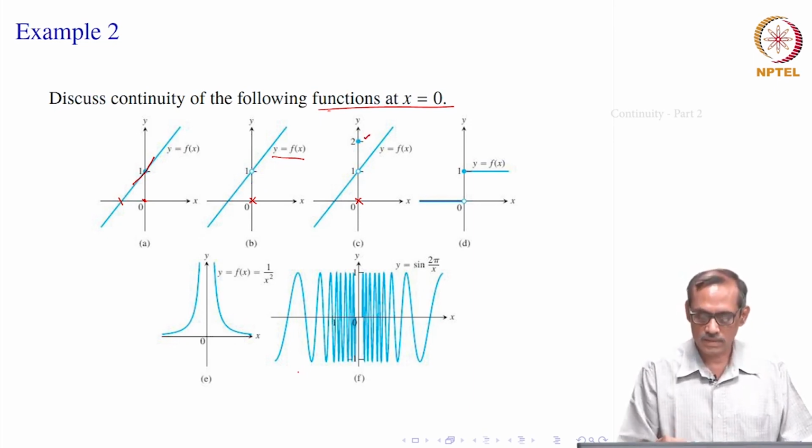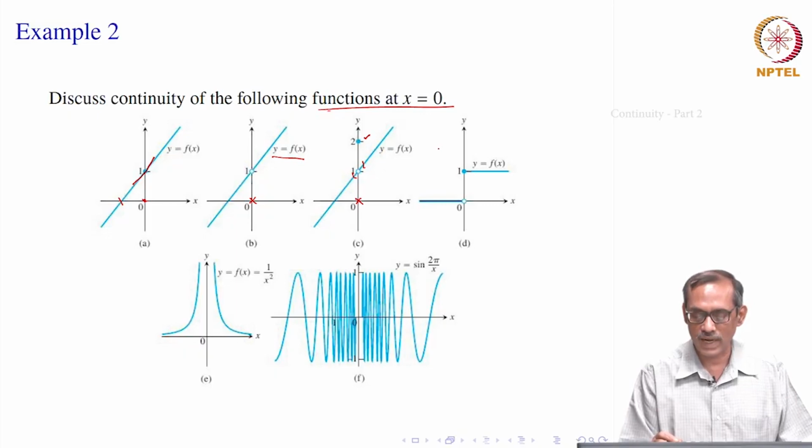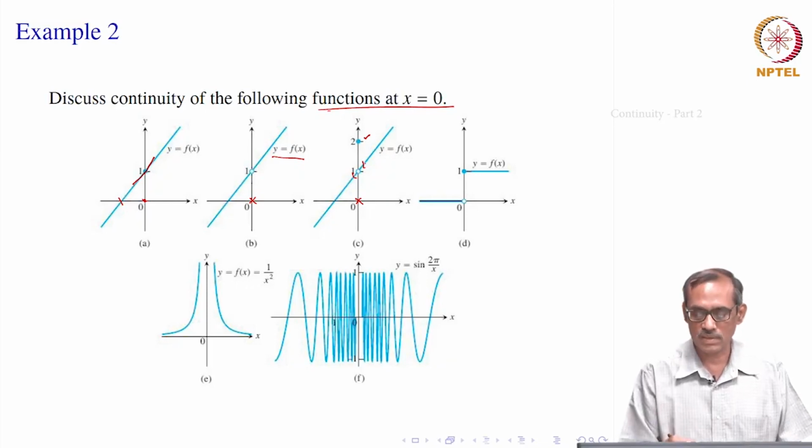So, what happens here? Left side limit of the function as x goes to 0 is 1, the value is lying near to 1, and right side limit is also 1. So, limit of f(x) as x goes to 0 is equal to 1, but it is not equal to the functional value, which is given as 2. So, it is not continuous at 0.